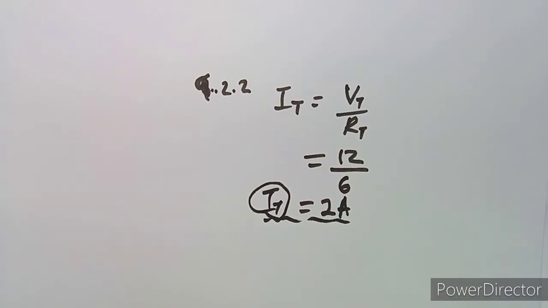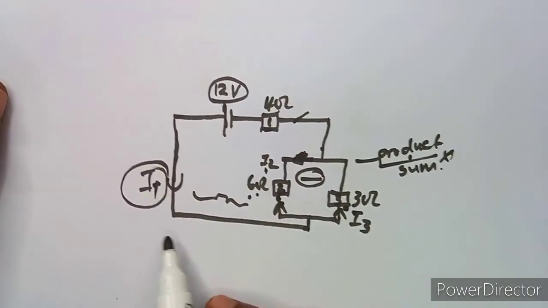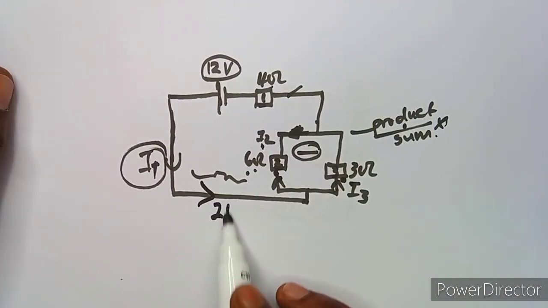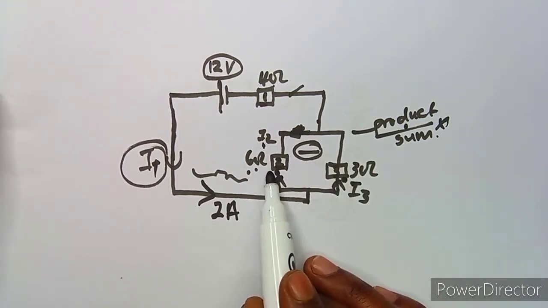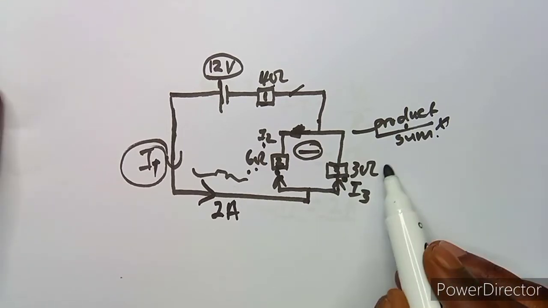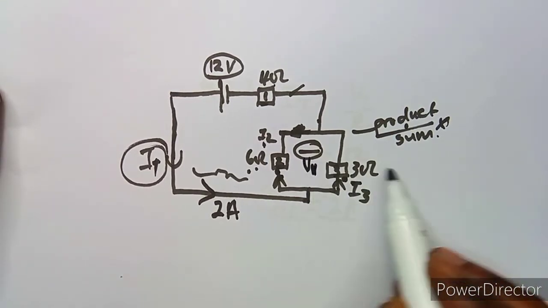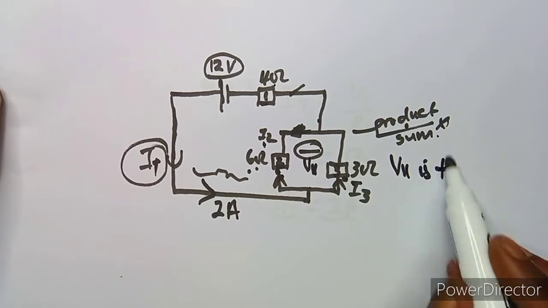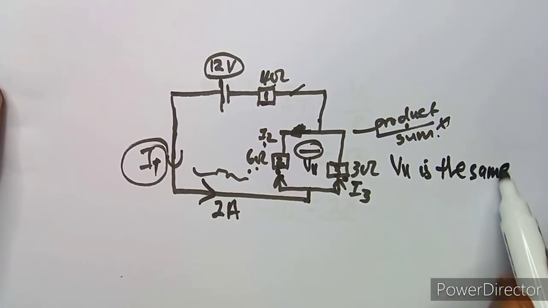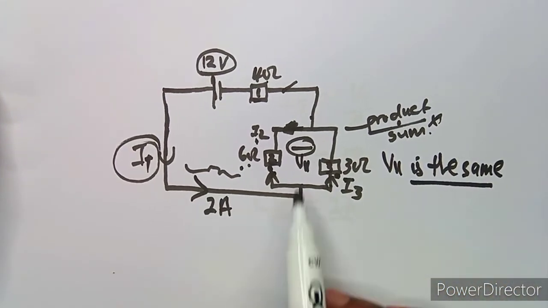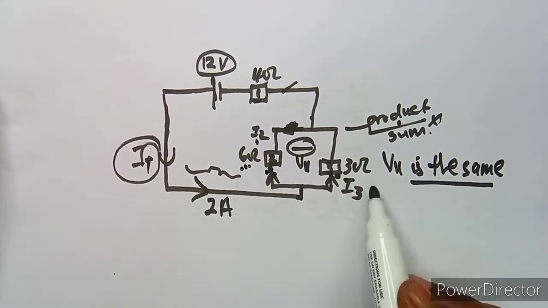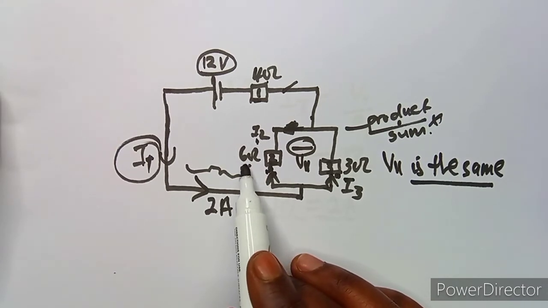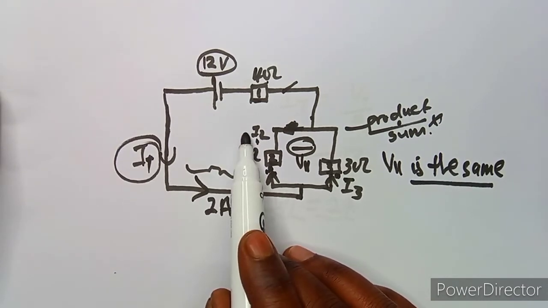We need this to help us calculate what we need, because now I know that I have a current here which flows at 2 amps. And what is going to happen? I know that in a parallel circuit, the voltage is the same. So I'm going to find the voltage of the parallel circuit so that I can find the current here, because if I have the voltage and the resistance, I can find the current.